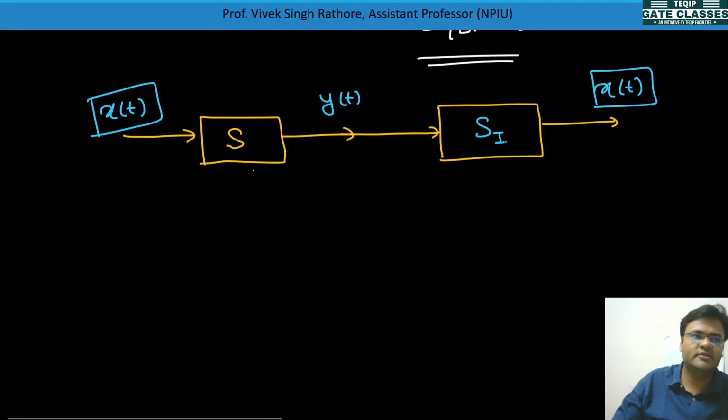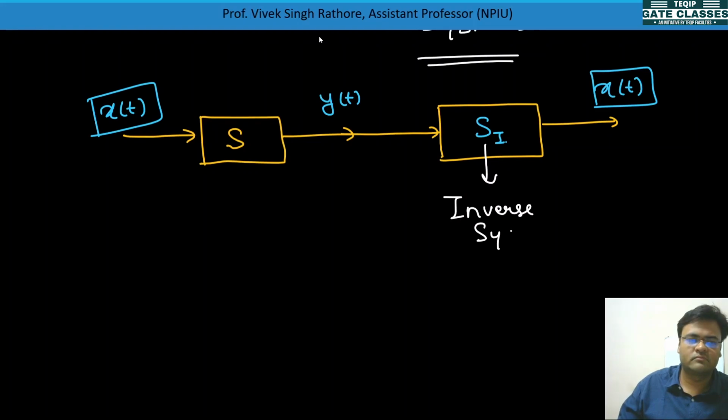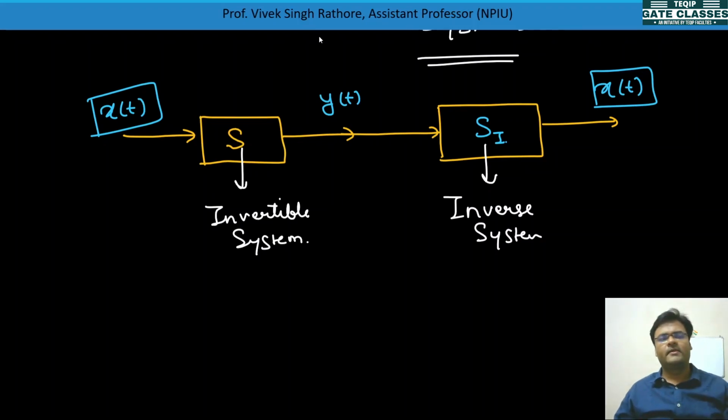then this system will be called the inverse system, and the original system will be called an invertible system. Simple concept, no more than that. If I tell you in words, a system which is capable of producing the input again is an invertible system.